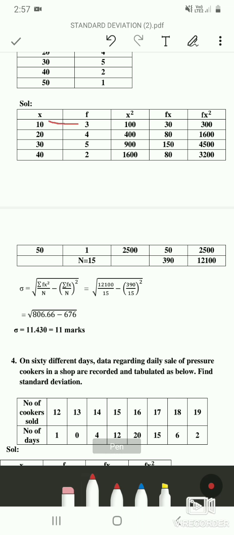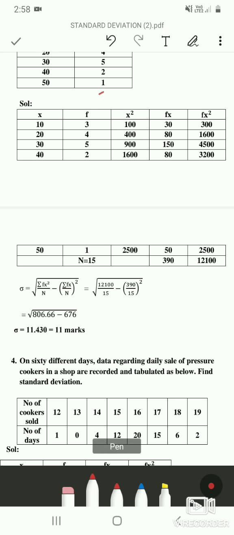That is 3 into 10 is 30, 4 into 20 is 80. Similarly, calculate fx for all the values. And the next column is fx square, that is f into x square. That is 3 into 100 is 300, 4 into 400 is 1600. Similarly, calculate for all the values.